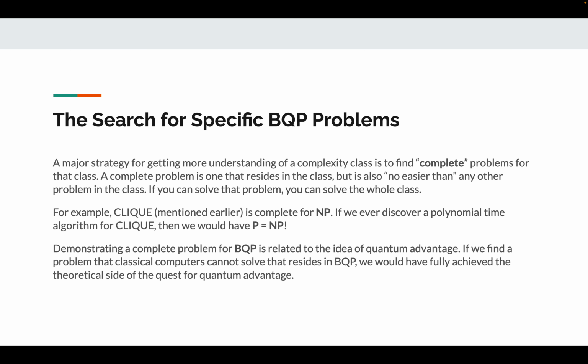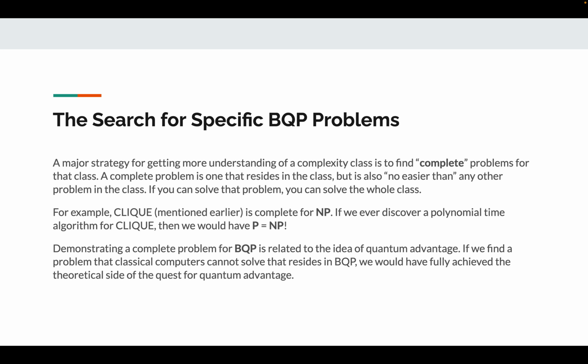There are more, of course, but we can't get into all of them. So now we're going to begin discussing the search for specific BQP problems. In fact, we want a specific type of problem: complete problems for this class. A complete problem is one that, A, lives in the class, and B, is no easier than, in air quotes, other problems in the class. Specifically meaning that if you can solve the complete problem, you can solve the whole class. We sort of shrink it down into a single or even an equivalence class of complete problems.